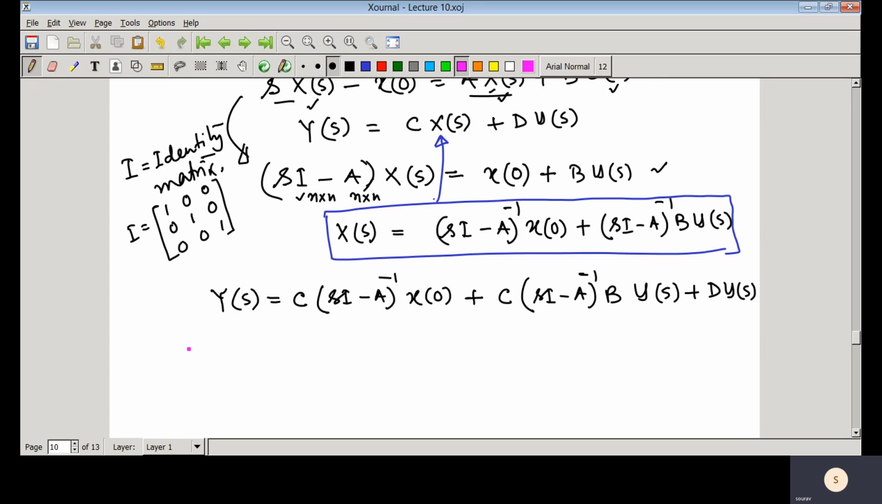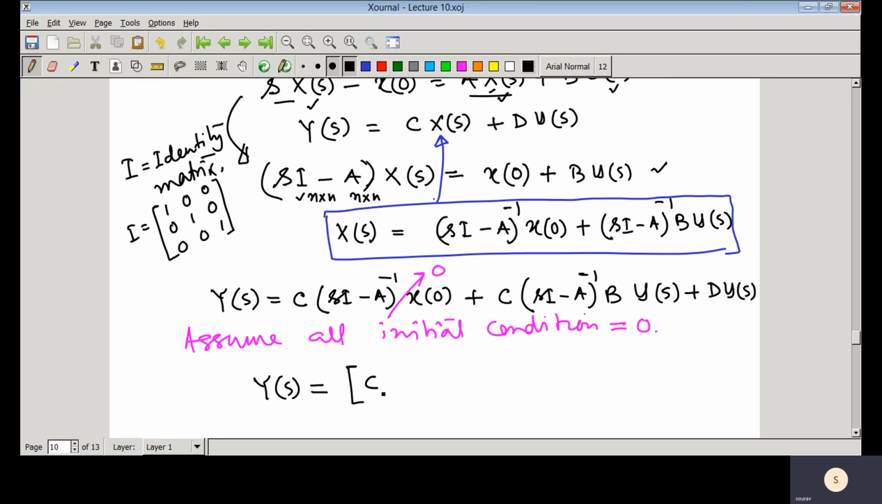So that means assume all initial conditions equal to 0. So whenever all initial conditions are equal to 0, x0 would be equal to 0. So then what is the relationship you have? You have that ys equal to, if we take common us, c into si minus a inverse b plus d into us. You are getting it from here.